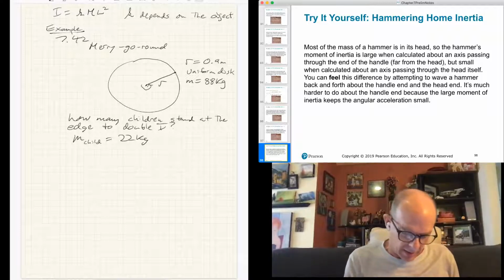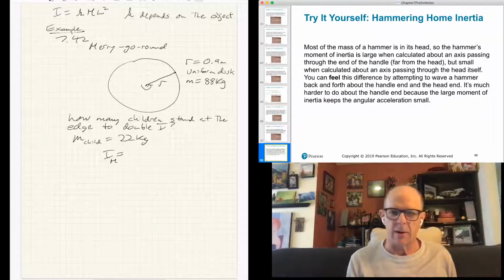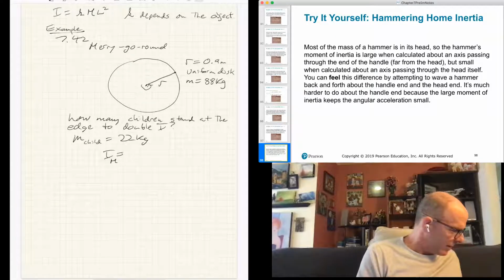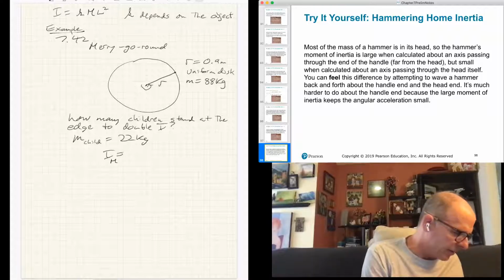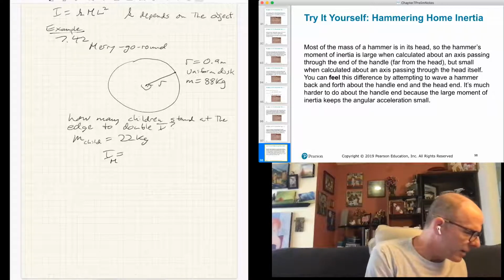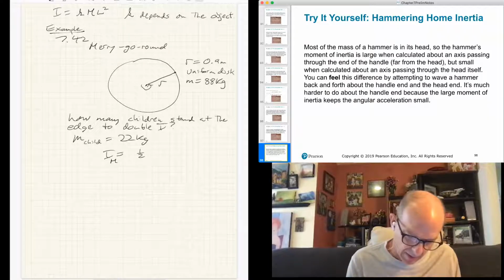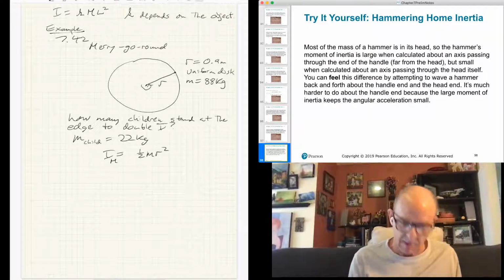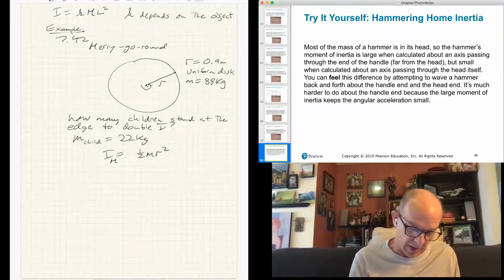Well, let's calculate the moment of inertia of the merry-go-round. Call that I sub m. It's a disk, and we're just going to look up what the value of k is for a disk rotating around the center. We don't need to memorize it. And it is 1/2 mr squared. Okay, so k for a disk rotating around the center is 1/2.